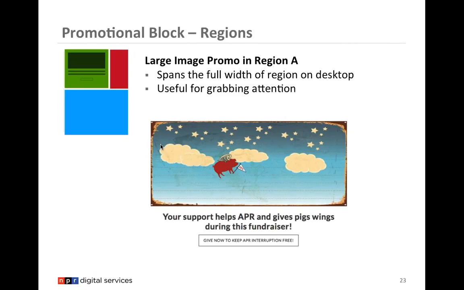The large image promotional block in region A is big. It spans the full width of the region on your desktop, and it is useful for grabbing attention. We see stations very commonly use a large image promo block in region A when they're looking for volunteers or especially when it's pledge drive time.